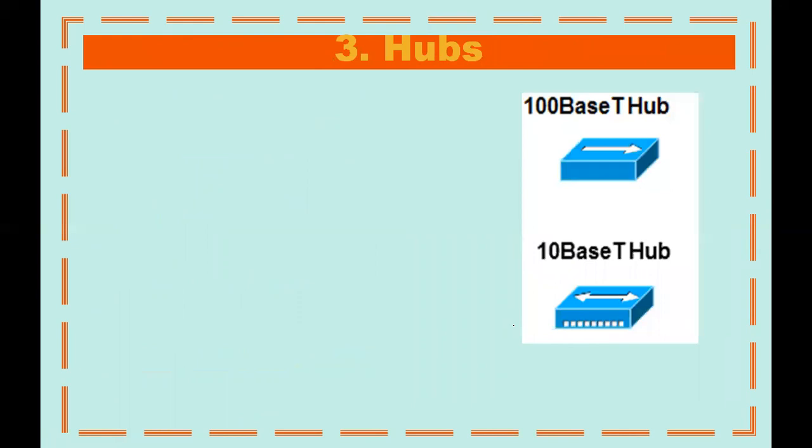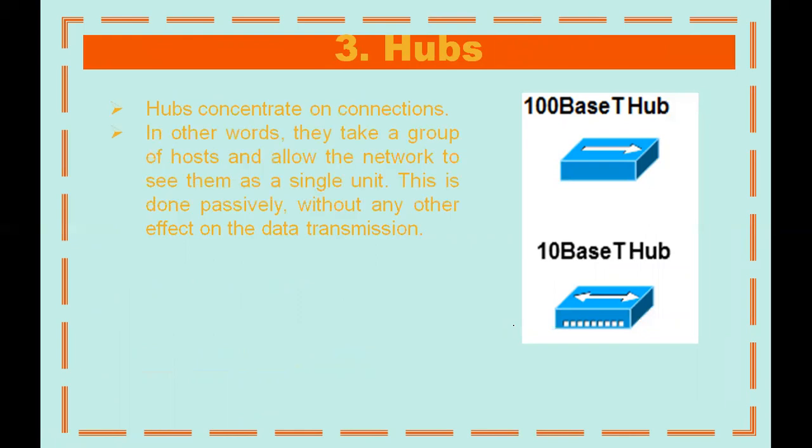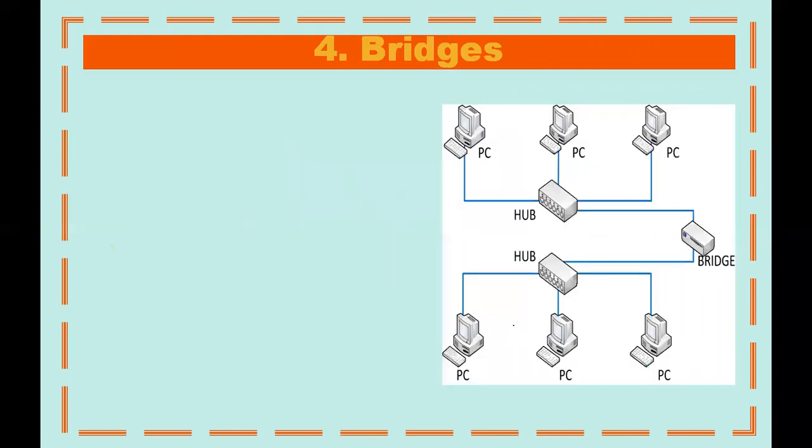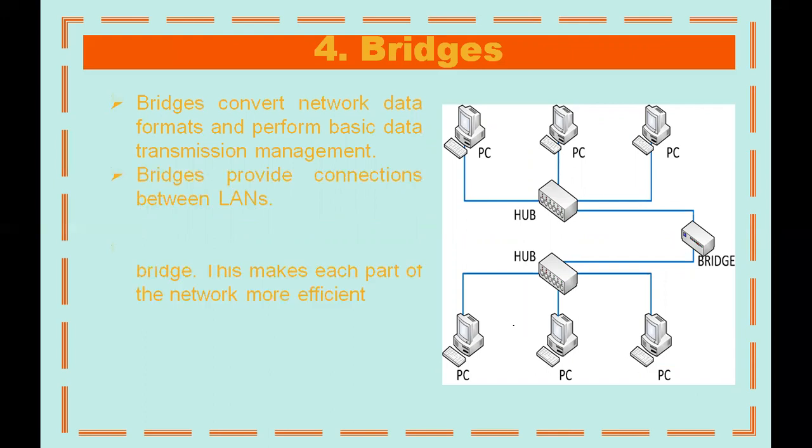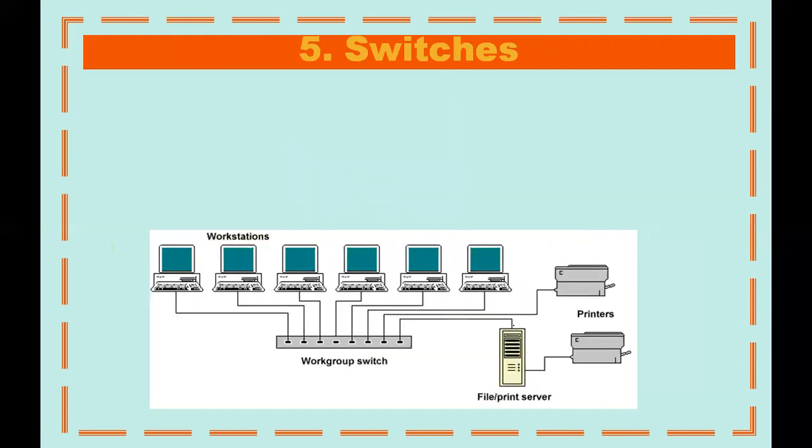Next is the hub. A hub is again an interconnecting device which connects a larger number of devices. With a single hub, we can have more units connected, with efficient data transmission. Next comes the bridge. There will be many hubs, and they are interconnected with the help of a bridge. It converts the network data formats and performs basic data transmission. So it provides connections between the LANs also.